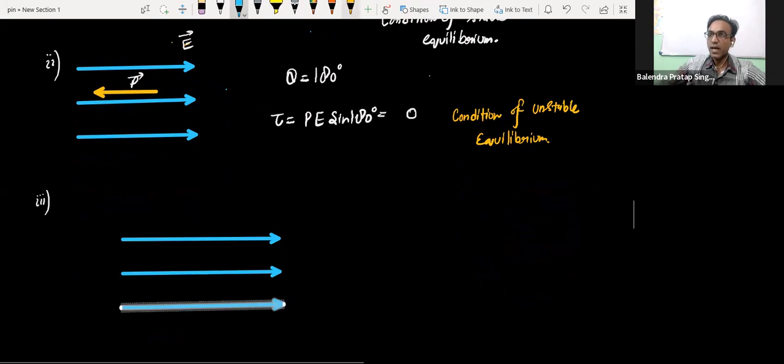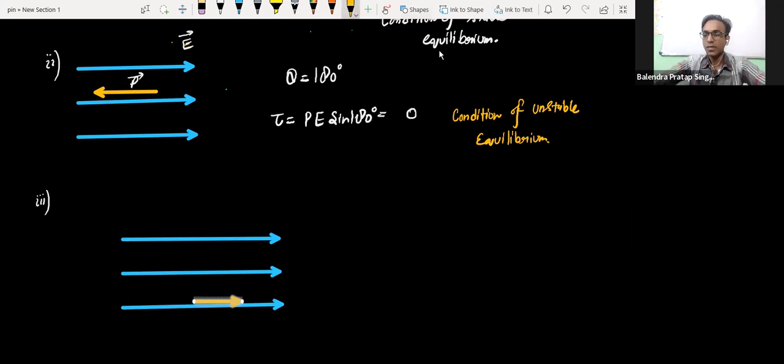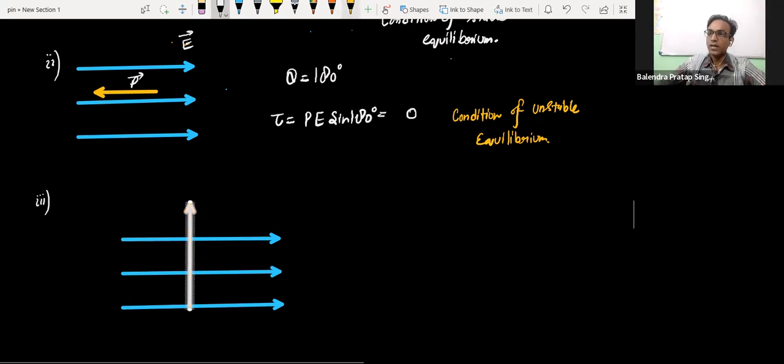And in this case, our dipole is perpendicular to this field. Oh, I'm sorry, it's parallel. No, the dipole is perpendicular to the electric field. The direction of the electric field is somewhere here, and the direction of your dipole moment is somewhere here. This is your electric field and this is your dipole.